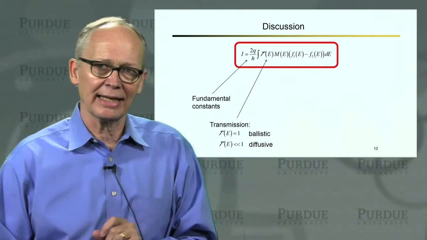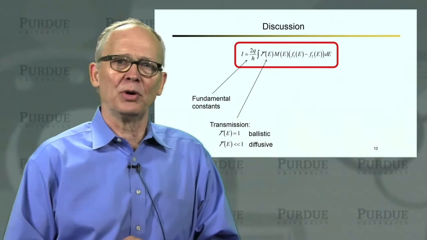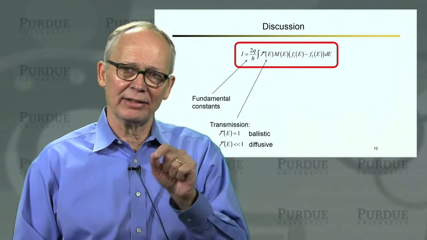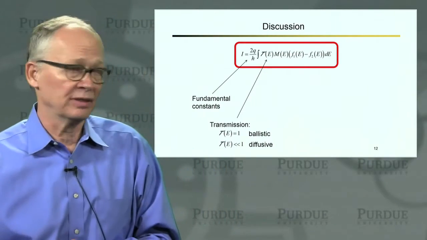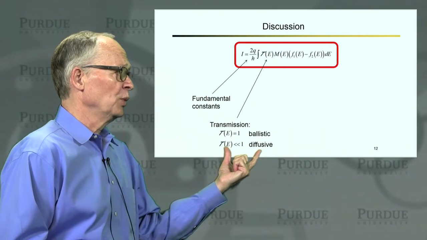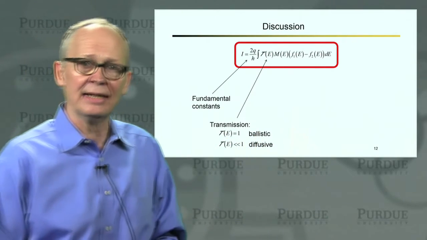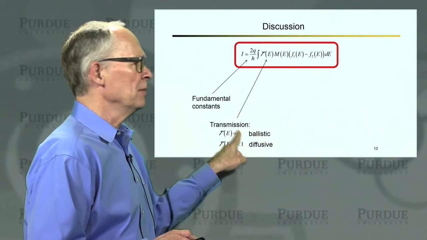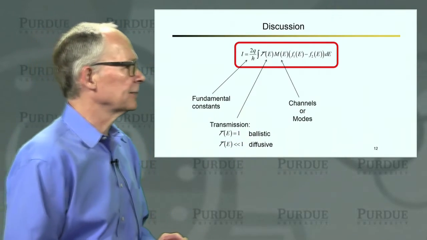It will not backscatter. In the diffusive case, the transmission is much smaller than 1. There's lots of backscattering, and it's very hard for an electron that's injected from one contact to make it through to the other. In Unit 4, we will discuss this entire range from ballistic to diffusive and see how we describe that. But for Unit 3, transmission is just 1, the ballistic case.